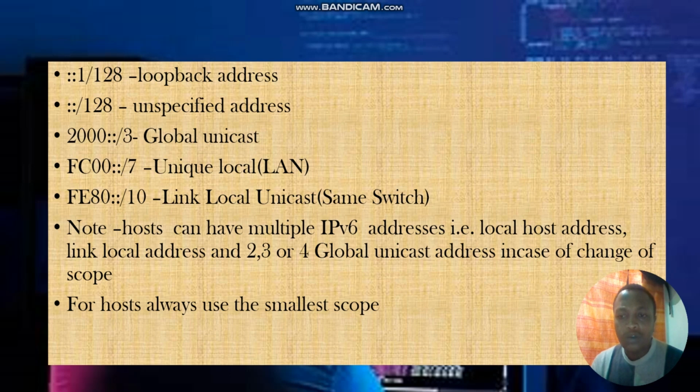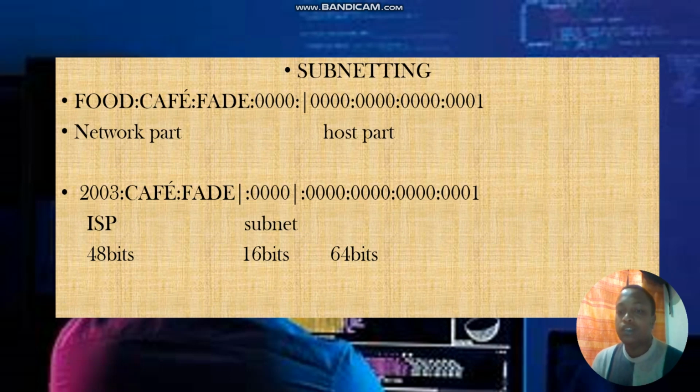Now, for hosts in our network, you need to remember to always use the smallest scope possible. The IP address range for IP version 6 is so large that it can be confusing at times, so you need to use the smallest scope possible when you're giving addresses to your specific hosts in a network. Now let us look at how we can subnet IP version 6. How can we scale? How can we get more networks from one IP version 6 address?